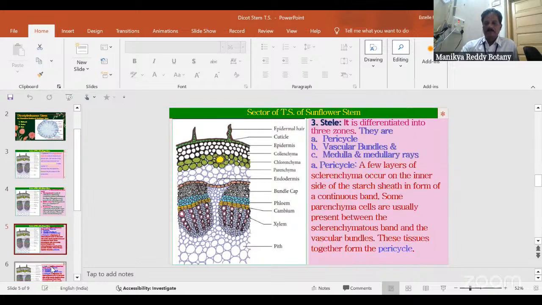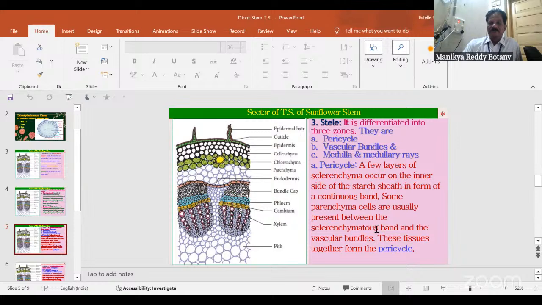Next, the stele. The central large column-like structure which occupies a major part of the stem. It is differentiated into three parts. They are pericycle, vascular bundles, and medulla or medullary rays. Pericycle is the outermost layer of the stele.